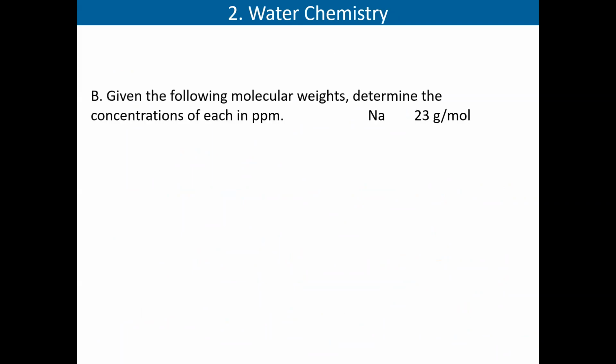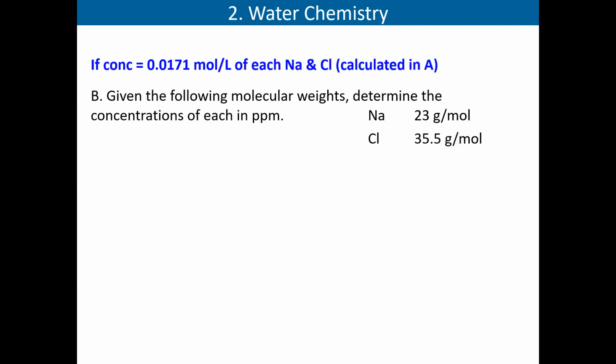All right, so B, it says, given the following molecular weights, determine the concentrations of each in parts per million. Wait a second, we did that already, didn't we? Oh, I see. Okay, yeah. So this is asking for each of these, right? So in this case, I'm going to skip this one.